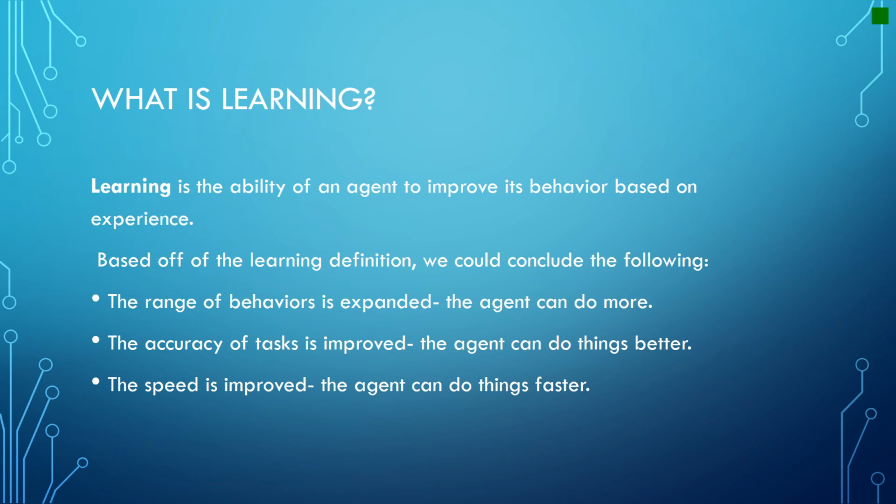Learning is the ability of an agent to improve its behavior based on experience. Based off of our learning definition, we could conclude the following. The range of behaviors is expanded, or the agent can do more. The accuracy on the tasks is improved, so the agent can do things better, or the speed is improved. The agent can do things faster.